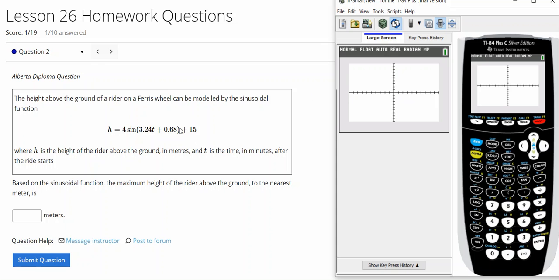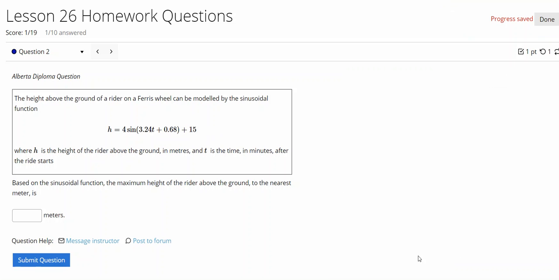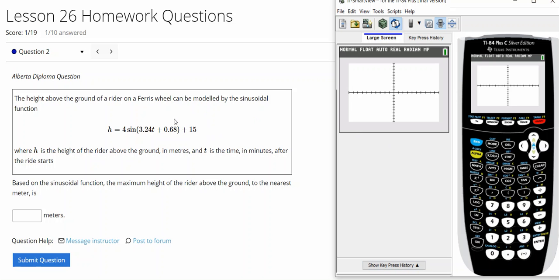Well, do you remember how this number on the end, this plus 15, that is my midline? This thing is going across 15. So I've got to see at least up to 15. But to see the max, I'm going to have to see up to the midline, and then at least the amplitude higher than that. So the top of this thing is going to be 15 and then another 4. Okay.